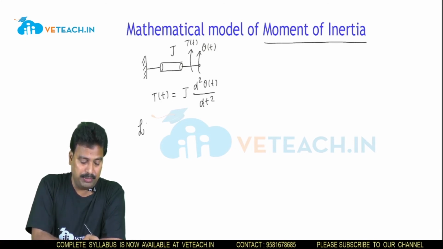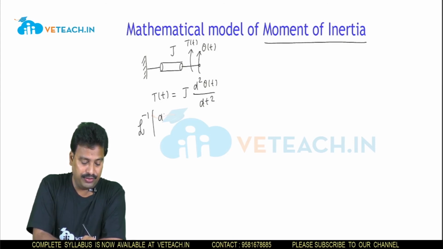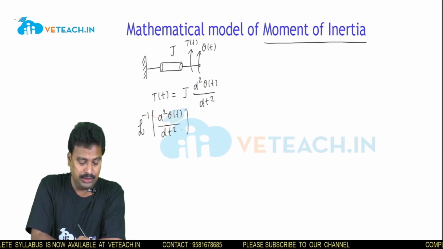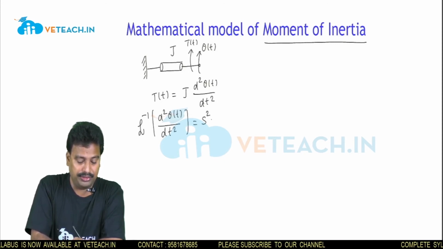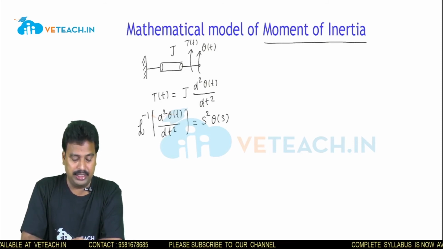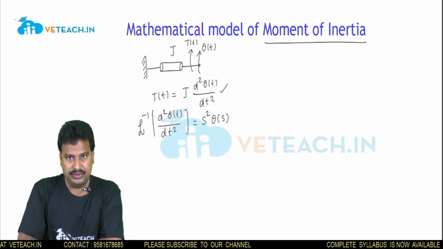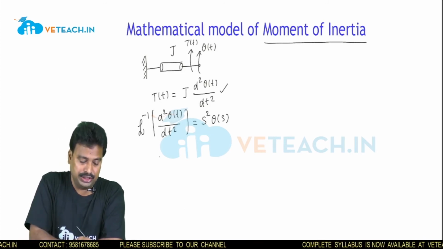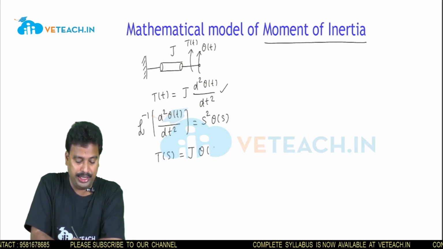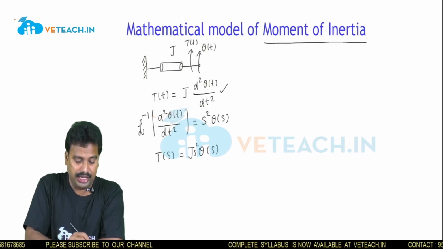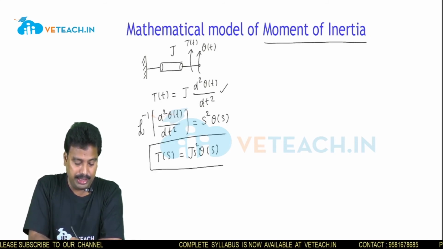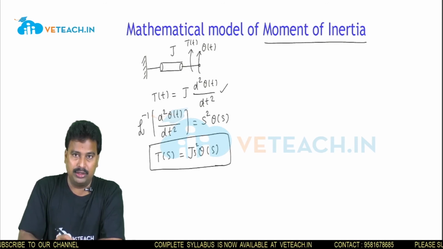Suppose the Laplace transform of d square theta of t by dt square with initial zero conditions is equal to s square into theta of s. Now, you apply Laplace transform on both sides to this equation, so that this equation changes to T of s is equal to J s square into theta of s. This is the mathematical model for moment of inertia.